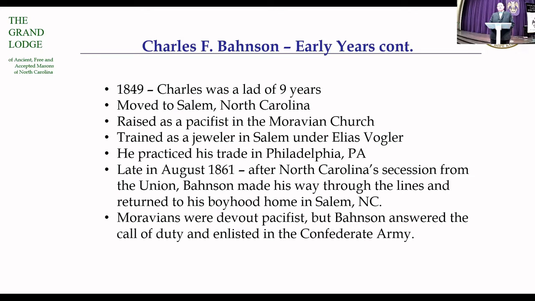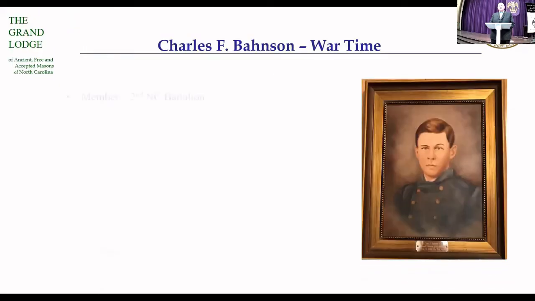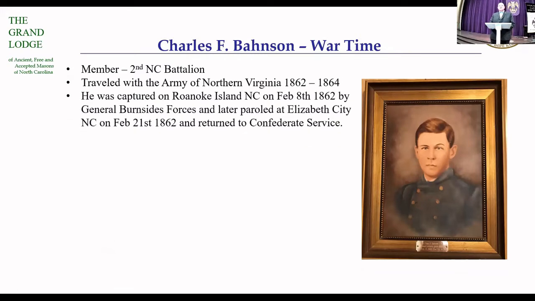He signed up, even though he was a devout pacifist, with the Confederate Army to represent the South and the Confederacy. He did not hide his religion, and he found a way to serve. We see a portrait of him on the right here, of him in his Confederate uniform, which is hanging in Farmington Lodge. He was a member of the 2nd NC Battalion. He traveled with the Army of Northern Virginia from 1862 to 1864, and he was captured on Roanoke Island and was a prisoner of war for a period of time until he was released in Elizabeth City in 1862.